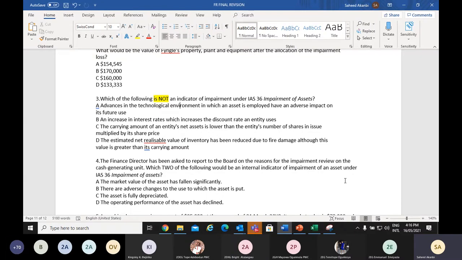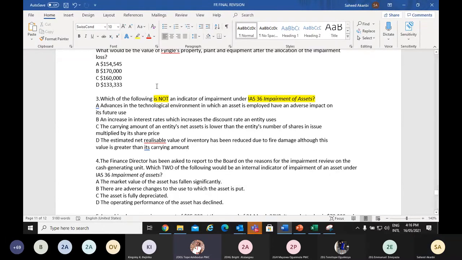And the principle in IAS 2 says that in no circumstances should the value of inventory in your financial statement be more than the net realizable value of inventory. So what's the answer here? The answer is C. Why is the answer C? Because the examiner specified which of the following is not an indicator of impairment under IAS 36, and IAS 36 does not apply to inventories.